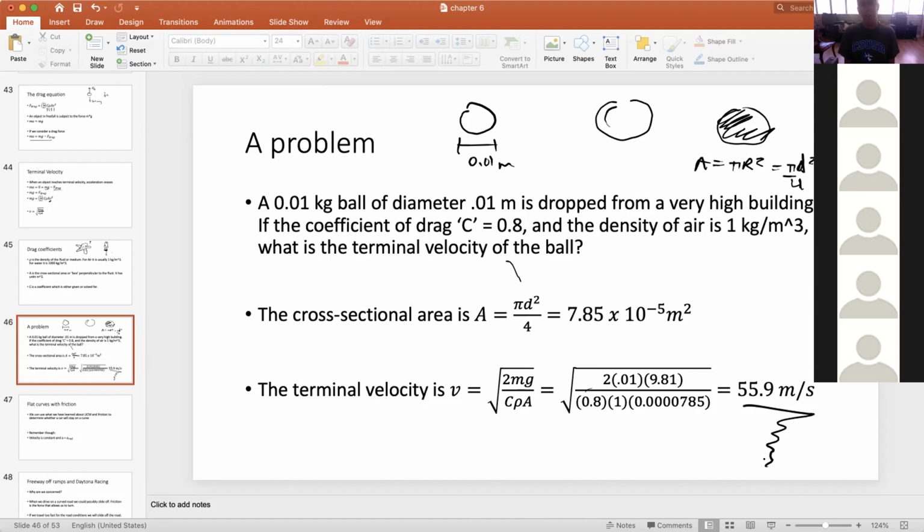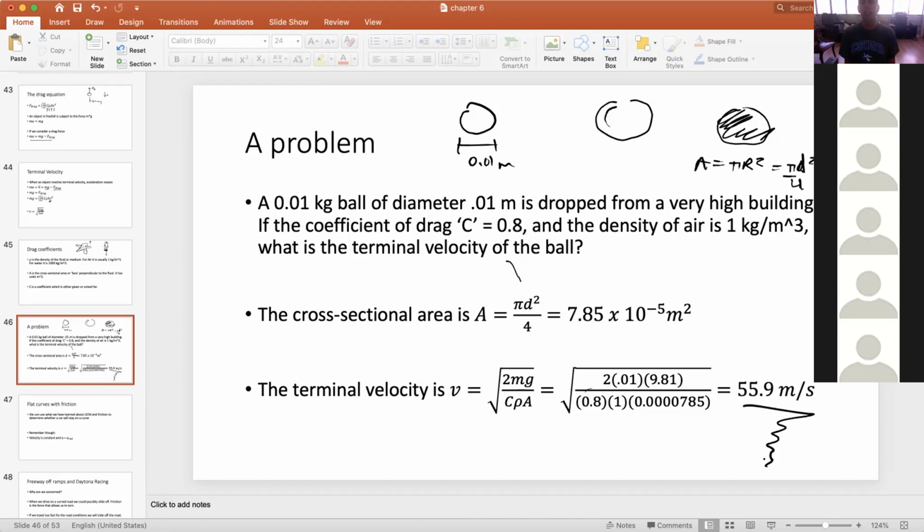That's about 110 miles per hour if you dropped it off a very high building. Would it hurt? It'd be like a major league pitcher throwing it at you. Yeah, it probably hurt. But I mean, you're dropping it off a very high building.